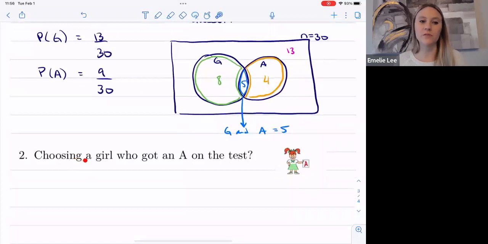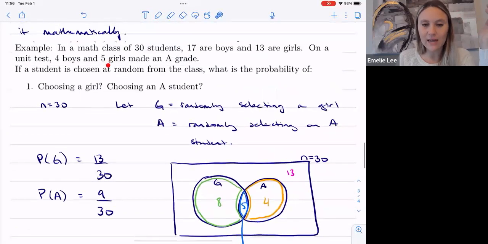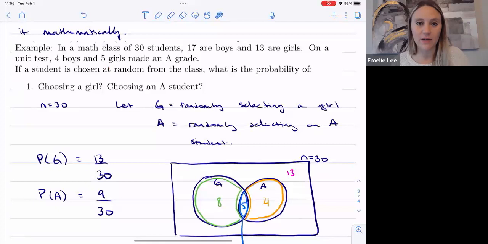What's the probability of choosing a girl who got an A on the test? Now I can look at my Venn diagram and see almost immediately that I need to choose a girl, so I have to be in the girl circle, but I also need to be an A student, so I have to also be in the A student circle. And there's only 5 of them there. So 5 out of 30, or if you prefer to just get that information from the text of the question, that's totally fine. Either way, the answer is 5 out of 30.